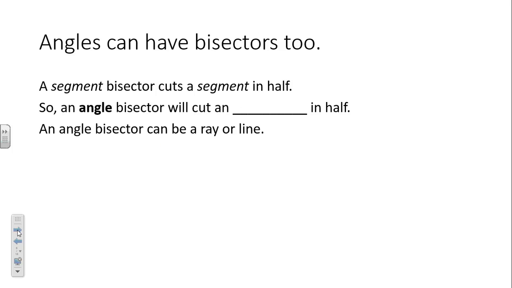an angle bisector. If this is my angle, I'm going to cut that angle in half, aren't I? And so I want to have both of those angles congruent. So it's going to cut an angle in half. And an angle bisector can be a ray, or it can be a line. Okay? I guess it could be a segment technically too. All right, here we go.